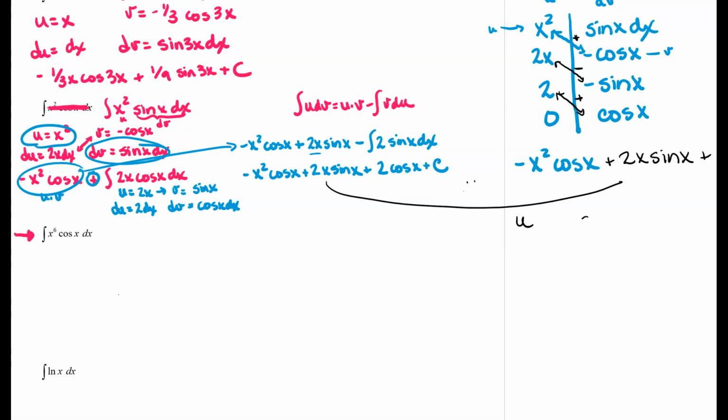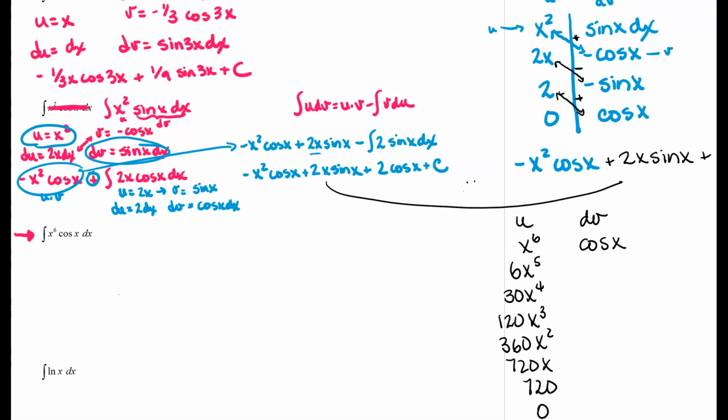We've got u and dv, basically, so I've got x to the 6th and cosine of x. And usually when you see that, they leave the dx off because in these products, you don't use it. So taking my derivatives till I get to 0: 6x to the 5th, 30x to the 4th, 120x to the 3rd. I hope I can do this. 360x squared. Yeah, I got this. 720x, 720, and 0. There we go. Not so bad.